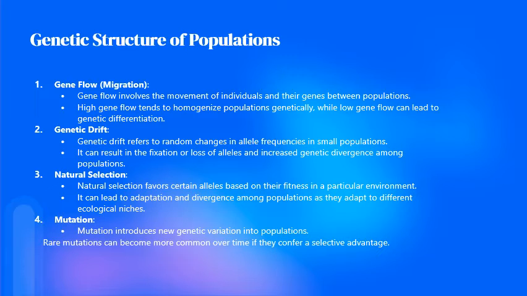We've talked about natural selection before, so let's do a quick overview again. Natural selection favors certain alleles based on their fitness in particular environments. It can lead to adaptation and divergence among populations as they adapt to different ecological niches.